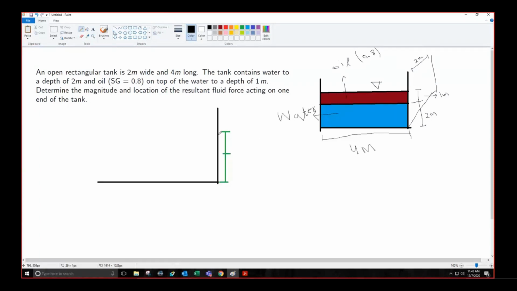We are interested in drawing the pressure prism. So how will the pressure vary? It will vary from 0 at the top till 1 meter. We'll have a triangle like this. This is the 1 meter line. After that, because the fluid is changing, the triangle will change its shape, and the pressure will be something like this, from 0 to this maximum value. So the pressure prism is something like these two triangles.